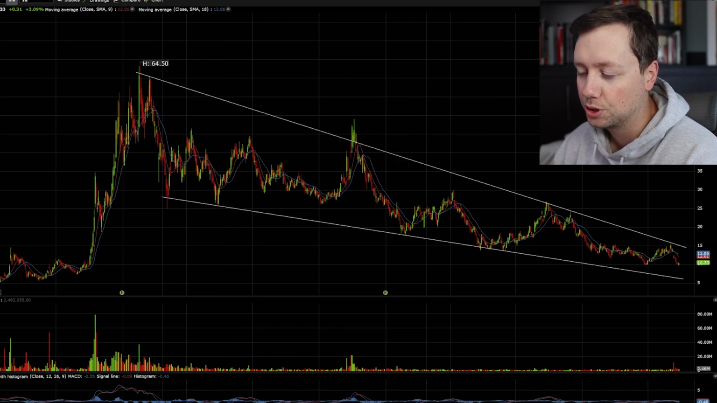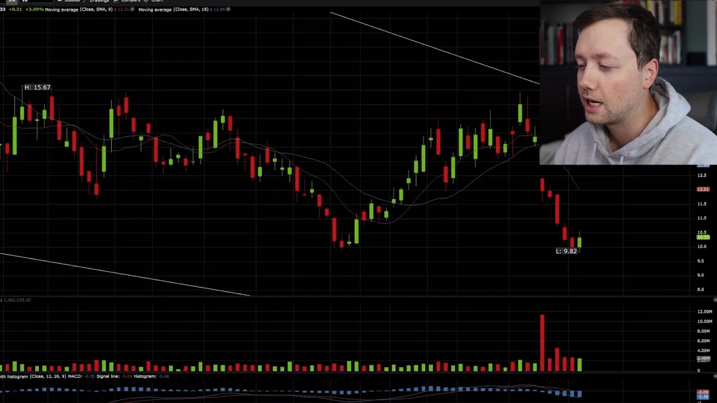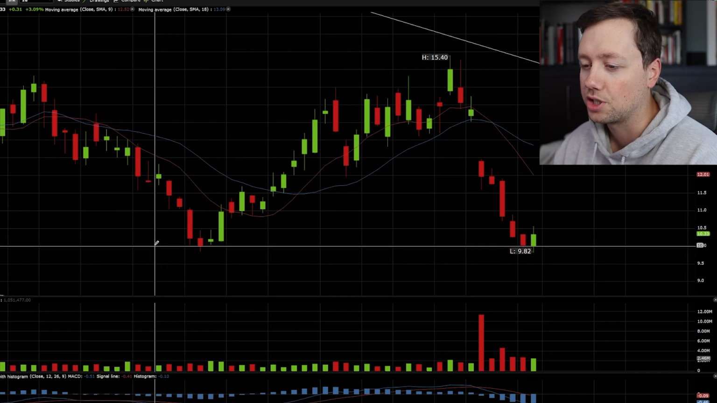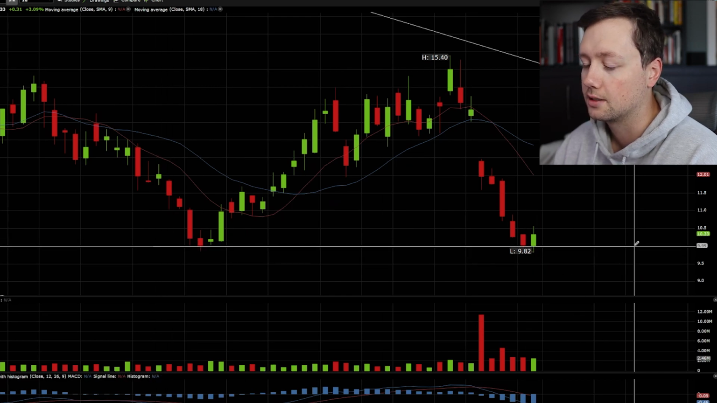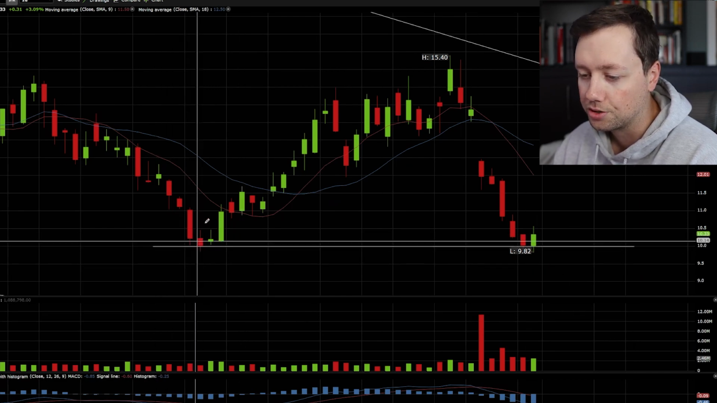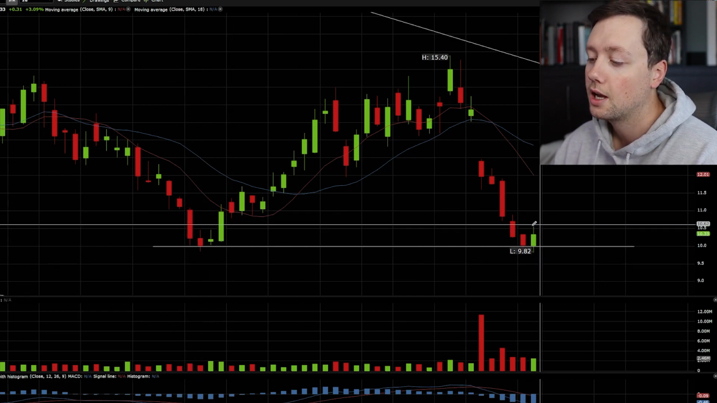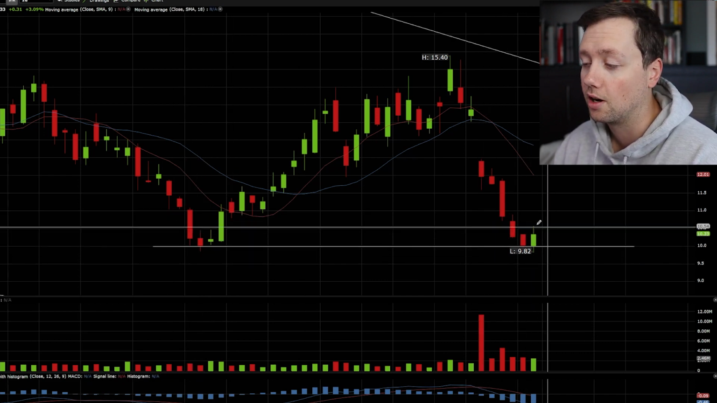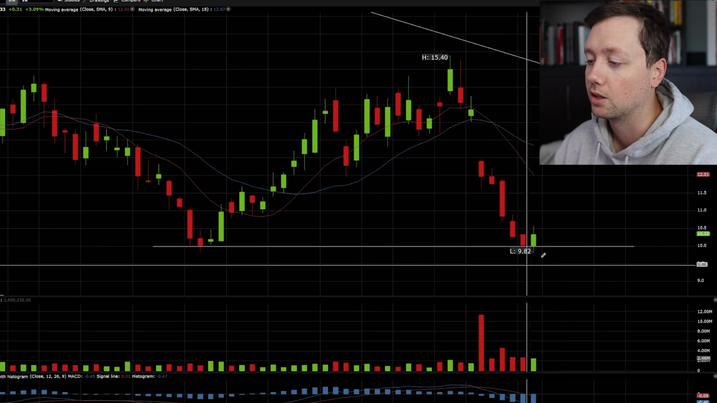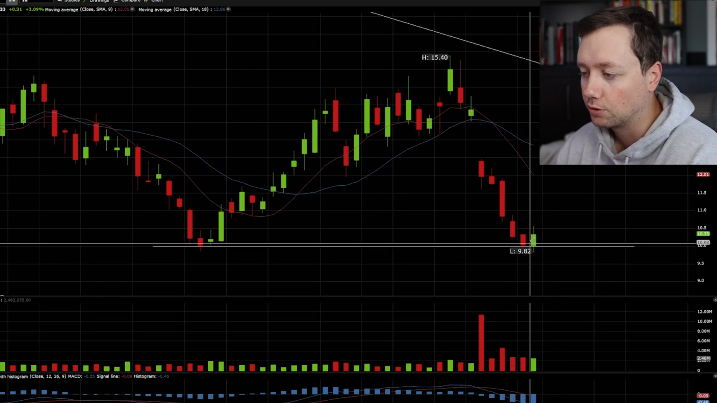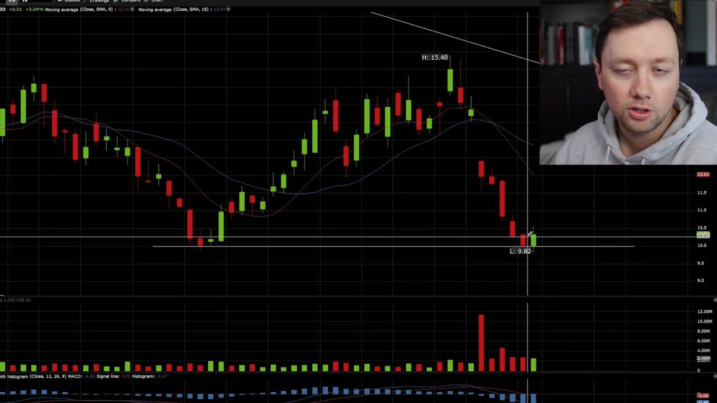But where I am super interested in it is that over the last few months, we have established a major level of support at $10. We bounced off of $10 right here at the end of December. Now it looks like we could be bouncing off of $10 right here in the middle of February. And so we have one green candle right here. We don't have confirmation yet.